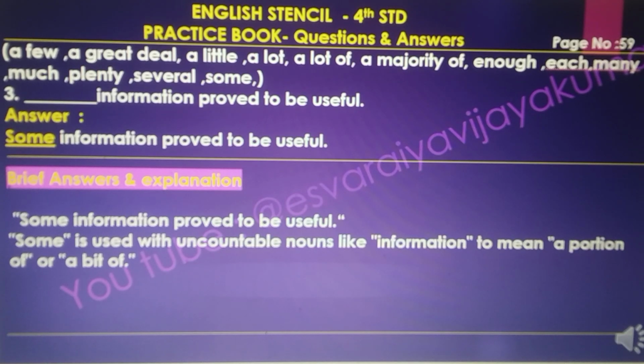And question number 3, the answer: some information proved to be useful. So the brief answer and the explanation of these questions. Some information proved to be useful. So some is used with an uncountable noun like information to mean a portion of or a bit of.